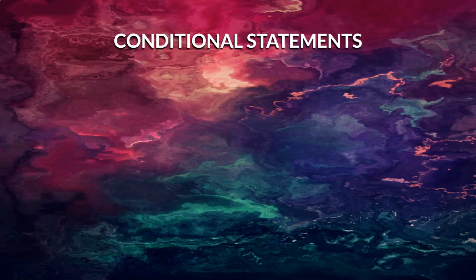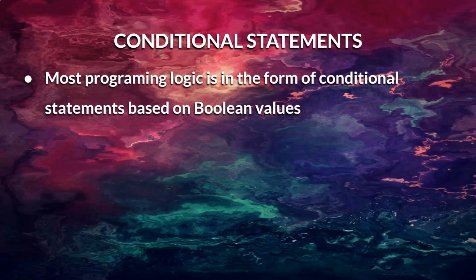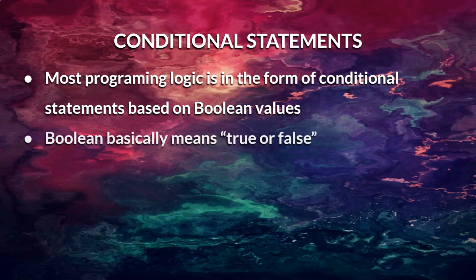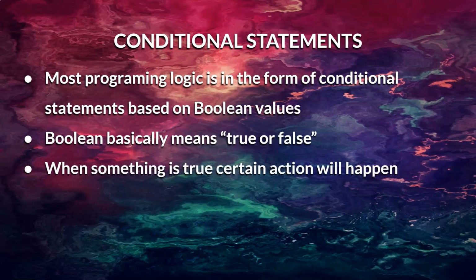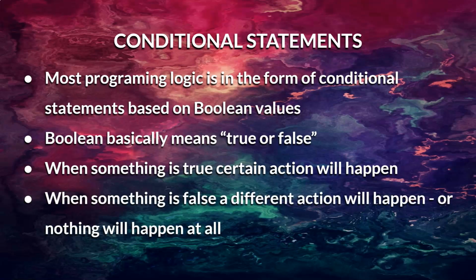So logical statements in the coding world are called conditional statements. And most programming logic is in the form of these conditional statements, which are called Boolean values. They're based on things that are either true or false. That's basically what Boolean means. So basically a question is asked, and if that question or statement is true, then a certain thing will happen. And then if that statement is false, something different will happen, or even nothing will happen at all.